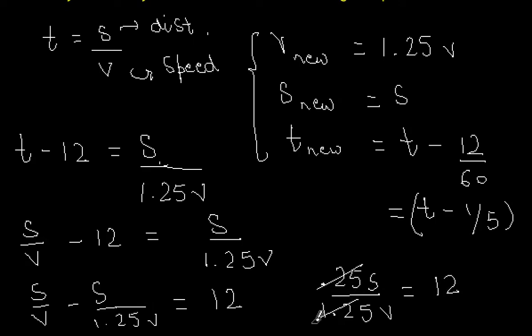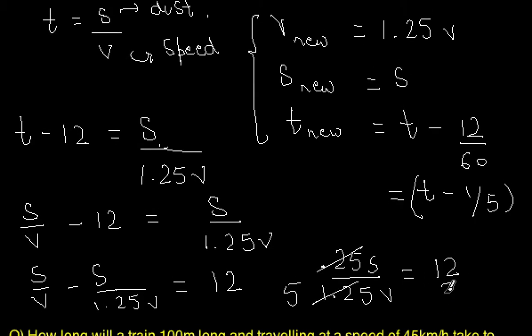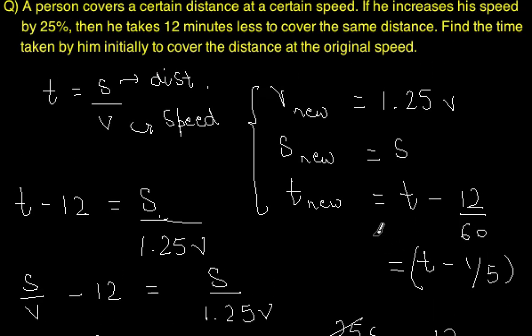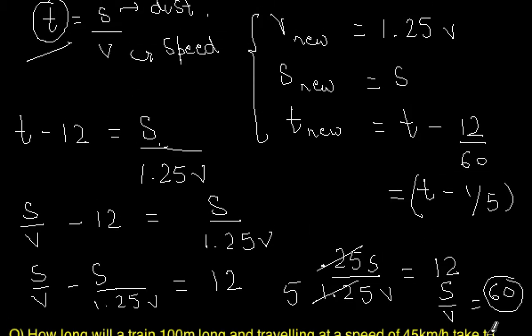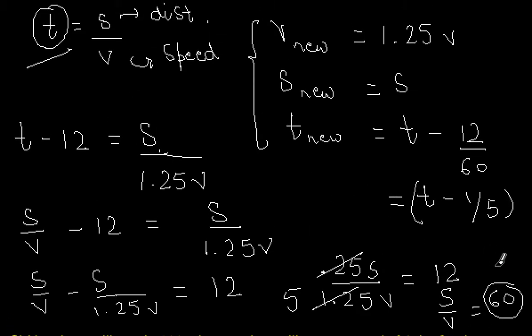Now this could be cancelled out, we get 5 here. So we will get s upon v is equal to 5 into 12, which is 60. Now we had to find the time taken by him initially to cover the distance. So we had to compute the original t, which we have already computed. The original t is given by s upon v, so the answer is 60 minutes. This is the required answer.